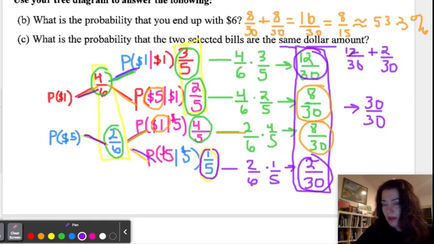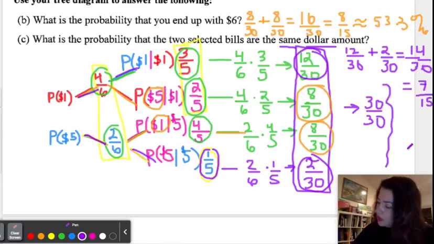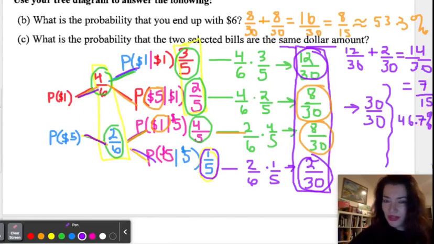We add the probability of picking $1 bill and then $1 bill. Our total is 14 out of 30, or 7 out of 15, which would mean 46.7%. So there you go. This completes an example of how you can use a tree diagram to solve probability questions. Hopefully it wasn't too bad.